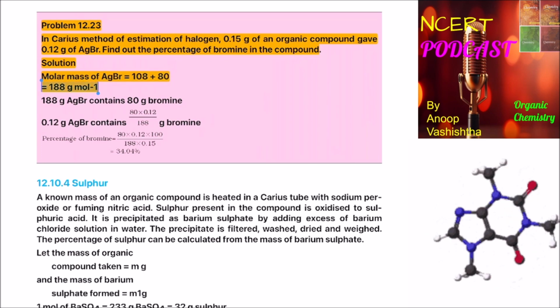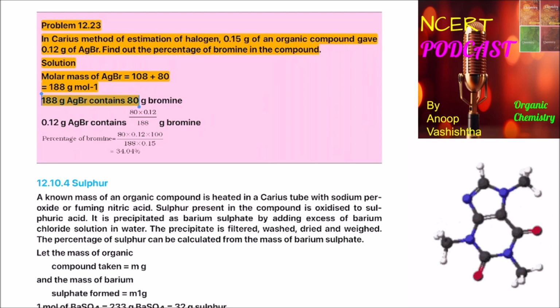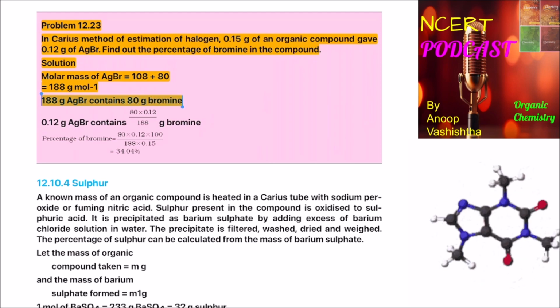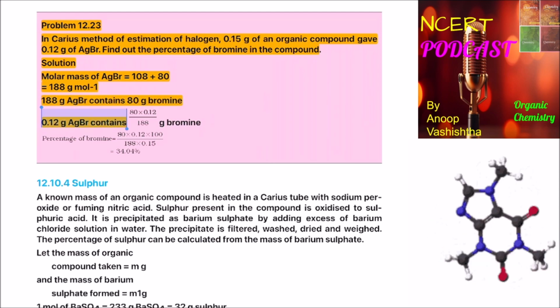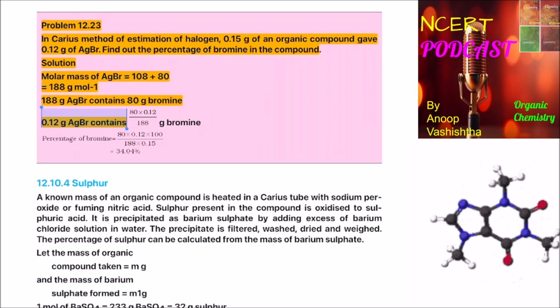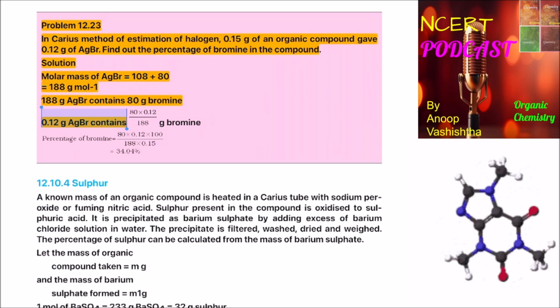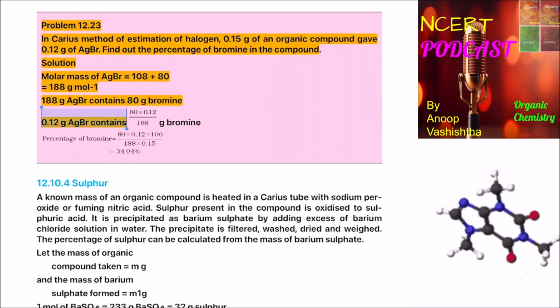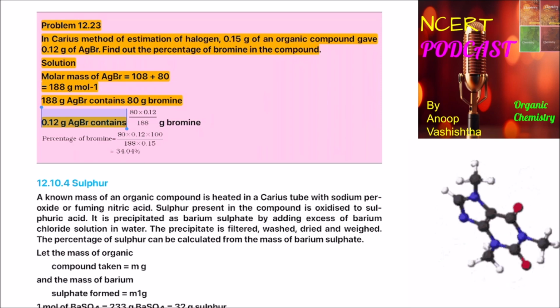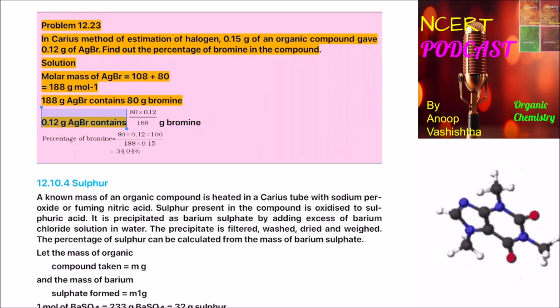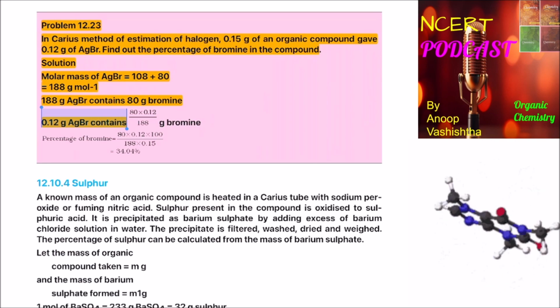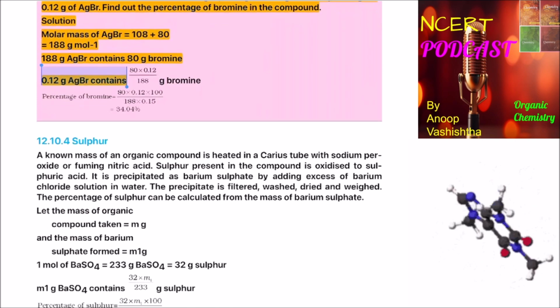188 gram AgBr contains 80 grams bromine. 0.12 gram AgBr contains 80 into 0.12 divided by 188 gram bromine. Percentage of bromine is equal to 80 into 0.12 into 100 divided by 188 into 0.15 is equal to 34.04%.